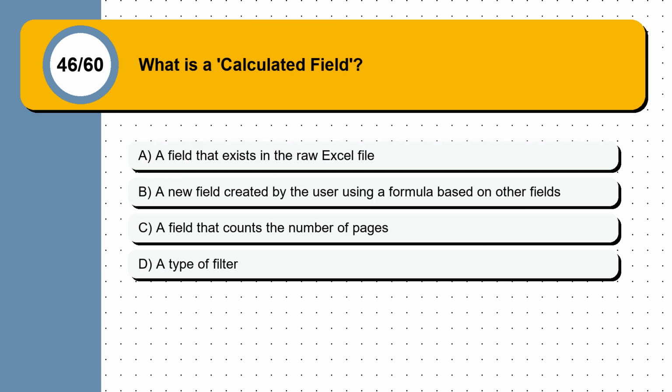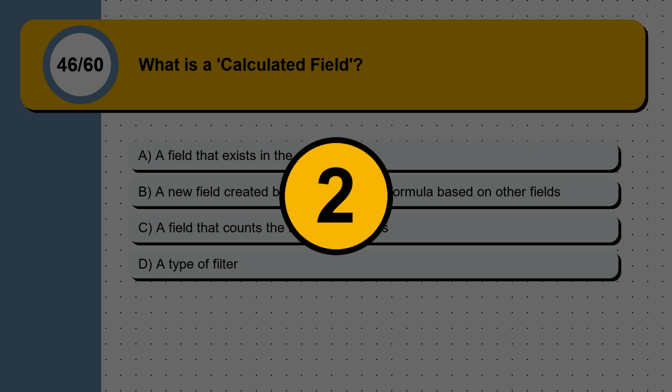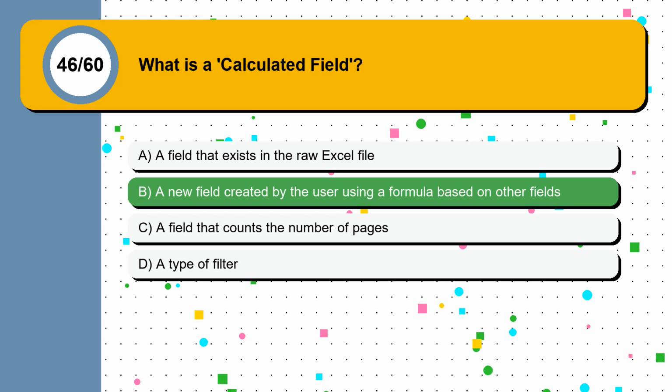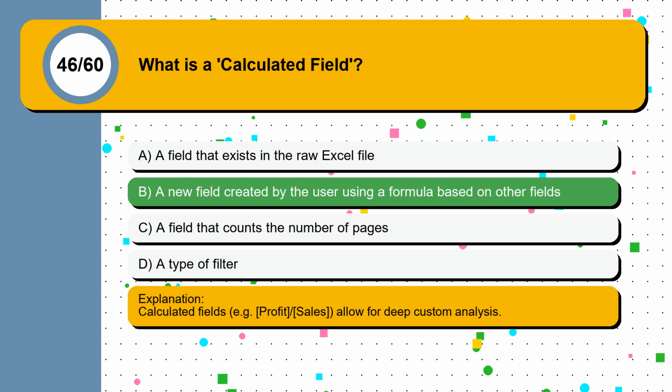Question 46. What is a calculated field? Option A. A field that exists in the raw Excel file. Option B. A new field created by the user using a formula based on other fields. Option C. A field that counts the number of pages. Option D. A type of filter. The correct answer is option B. A new field created by the user using a formula based on other fields. Calculated fields, e.g., profit/sales, allow for deep custom analysis.